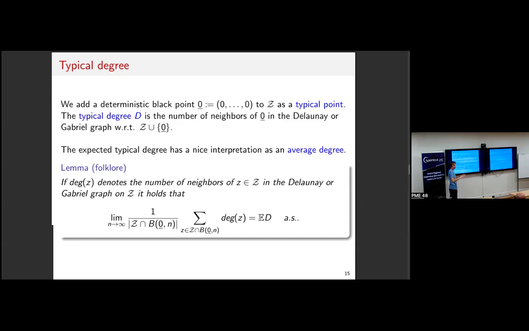And if you then let the ball grow to infinity, then this will converge almost surely to a real number, and the real number is the expected typical degree. So the expected number of neighbors of the typical point. I chose the property of degree here, but you can also use a different property here. It will then also hold for other cases. This point is called the typical point because in the limit, it captures the average of basically all properties that you can wish for. But here we are in degree. And yeah, this is what you then get. So that's kind of the average degree.